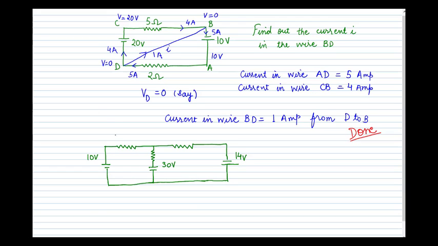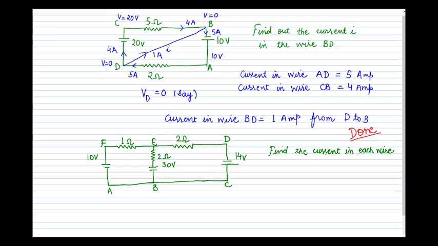So this is 1 ohm, 2 ohm, 2 ohm, and this we can say this is point A, this is point B, this is C, D, E and F. So these are the 6 points A, B, C, D, E, F. Now we have to find out the current in each wire.